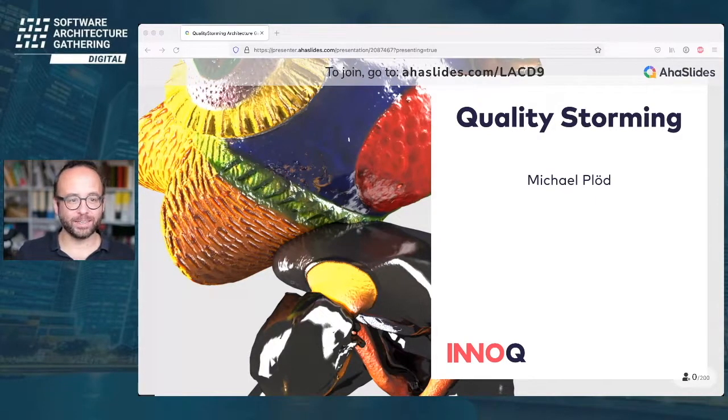And I came up with an idea how to do this session a little bit more interactive with everyone, so it's not just going to be me talking about the topic of quality storming. You will also have opportunities to join into the session and contribute your insights, your learnings, and stuff like that.